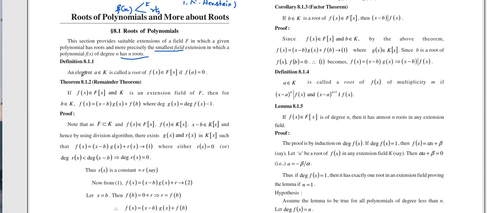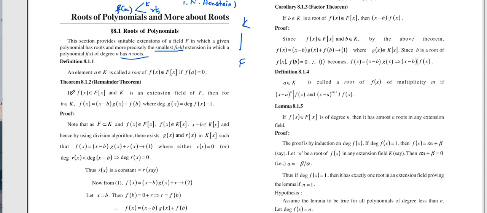First, we have the definition of root of a polynomial. An element a in K, K is considered as an extension of F. F is the base field and K is the extension field of F. So, an element a in K is called a root of f(x) if f(a) is 0.